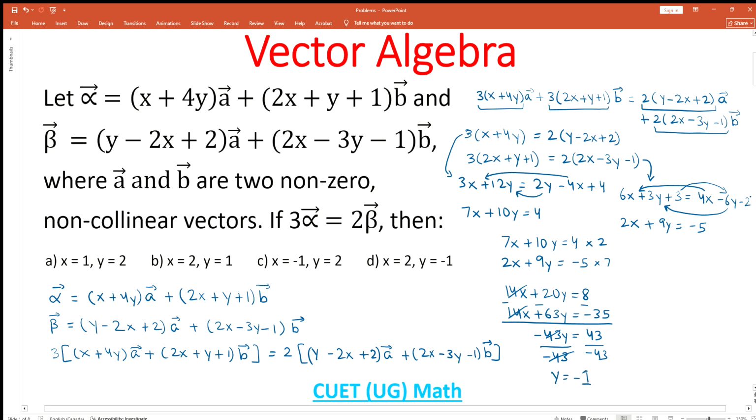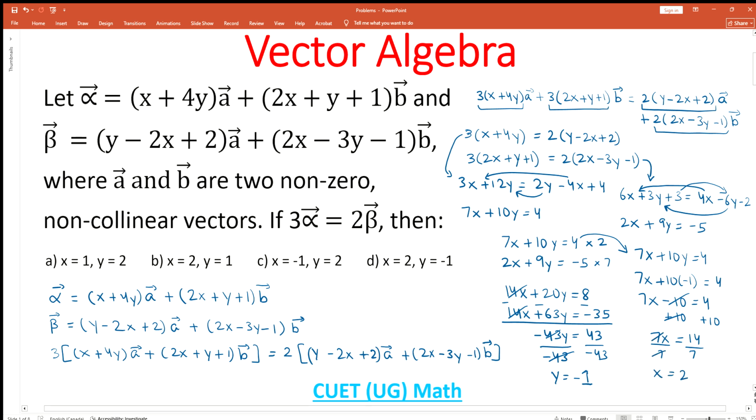Now we can use this value of y to find the corresponding value of x. We can substitute this value of y in the first equation we got. 7 times x plus 10 times y equals 4. Ten times negative 1 is negative 10. Next we can add 10 to both sides. We should divide both sides by 7. I get x equals 2.